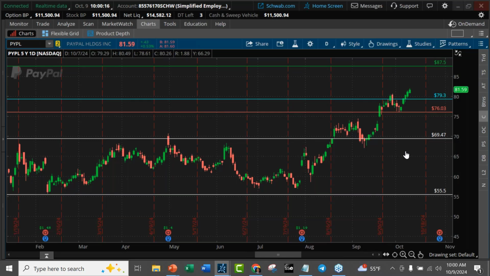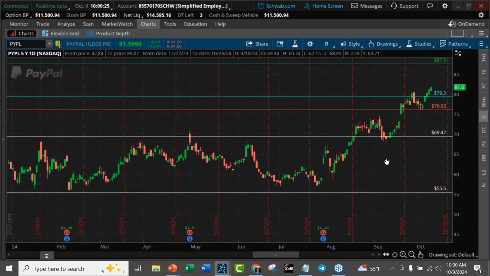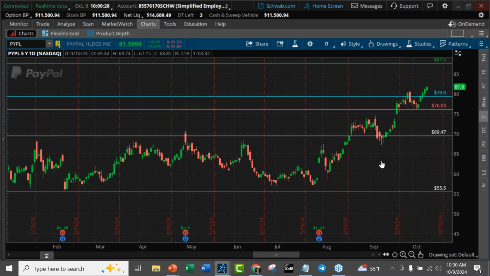So again, no indicators, and I do use indicators, and I'll show them here toward the end. But I could make this trade and this setup and this analysis with absolutely no indicators. Let's look at Exxon Mobil, XOM.